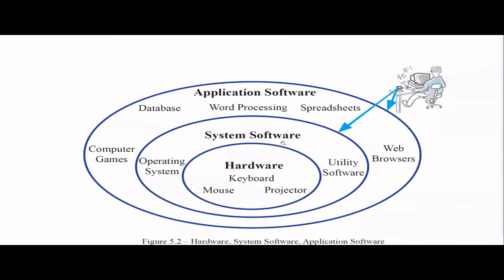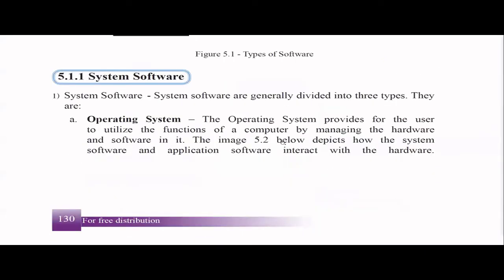Okay, under system software, the first thing is the operating system. So that is our chapter actually. Here it's a very small paragraph, but don't worry, we have a huge chapter for this one, right?